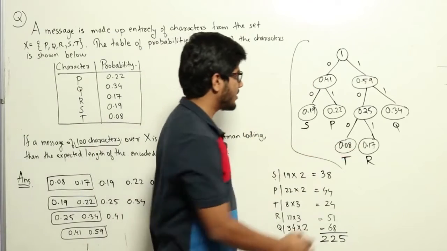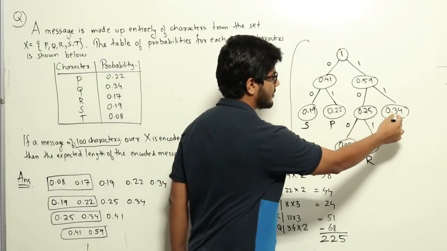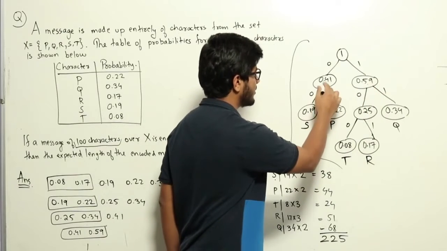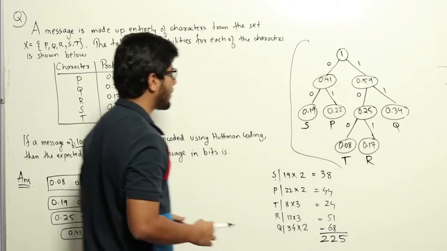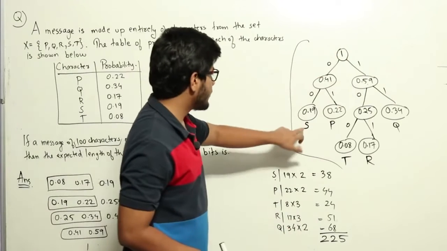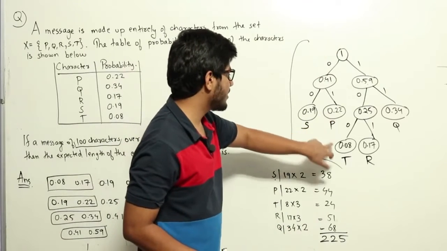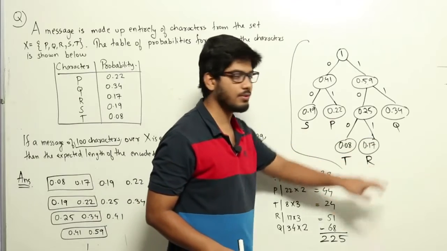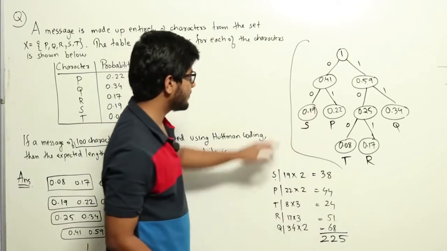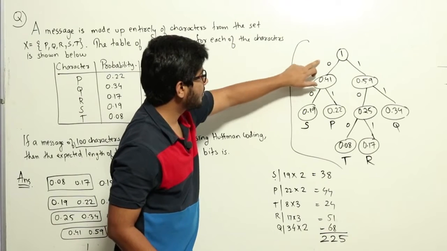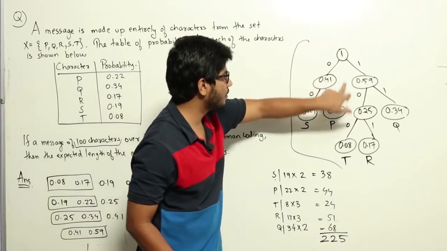0.08 and 0.17 was merged together to get this. This and this was merged together to get this. This and this was merged together to get this. These 2 were merged to get the final root node having probability 1. Now this was node S, this was P, this was T, this was R and this was Q. Now the Huffman encoding for each of the characters is whatever binary sequence I have written here on the edge.